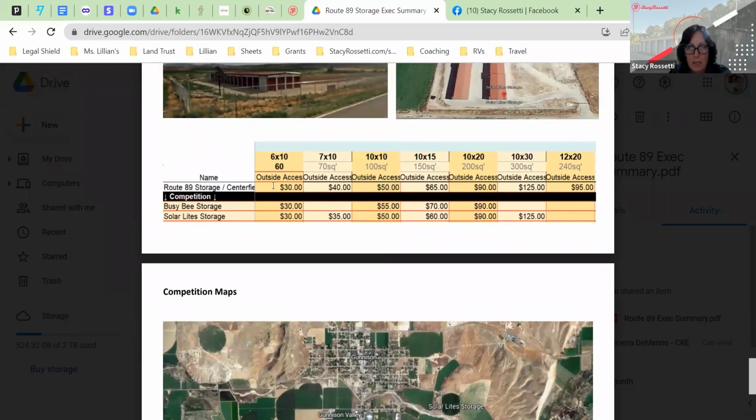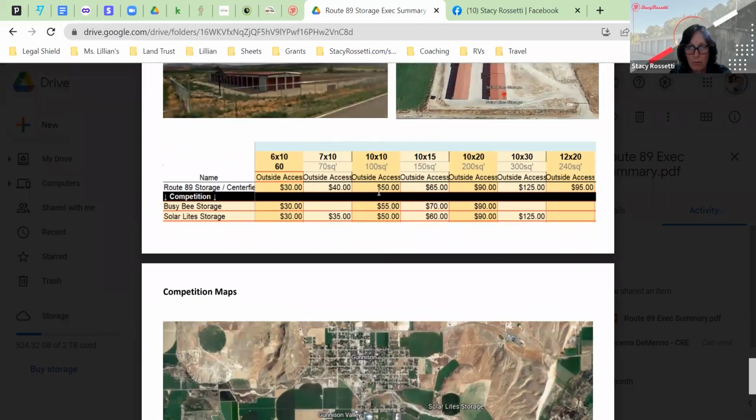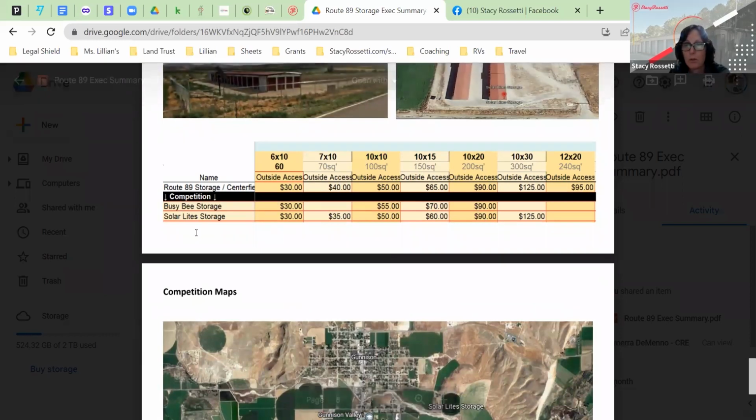And you could see that Route 89 is charging $30, $40, $50, $65, $90, $125, $95. So he's got a whole bunch of different sizes. And then we just compare those sizes to what the two facilities are. So they're at 30, 35, 50, 55, 65, 70, right? And then 90 and 125. So they're all basically at the same price. You can see that, right? By looking at the competition.